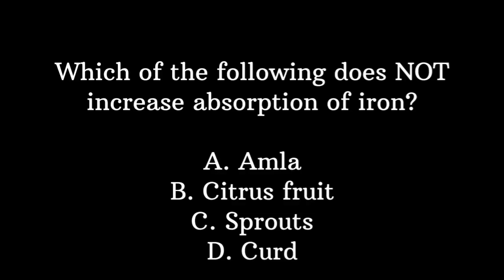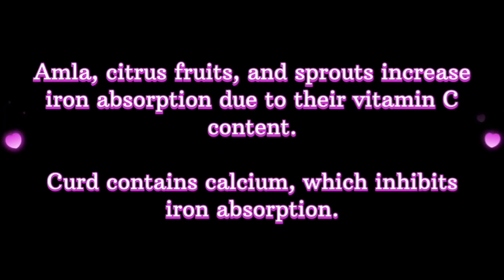Question: Which of the following does not increase absorption of iron? Options: A. Amla, B. Citrus fruit, C. Sprouts, D. Curd. The correct answer is option D, curd. Amla, citrus fruits and sprouts increase iron absorption due to their vitamin C content. Curd contains calcium, which inhibits iron absorption.